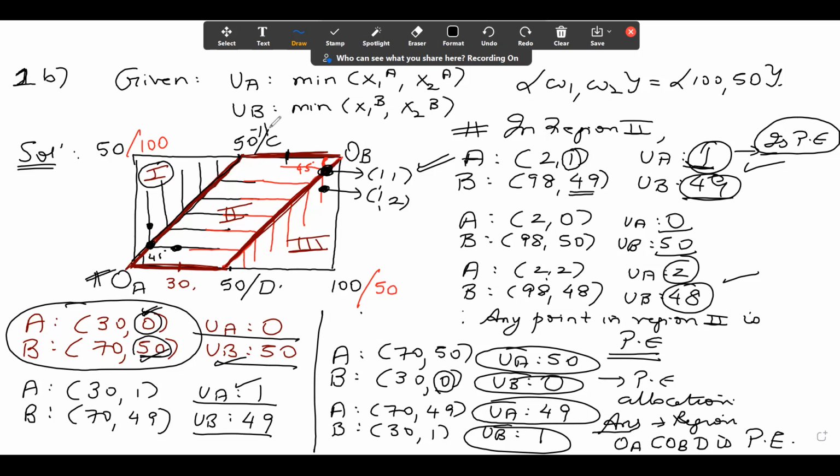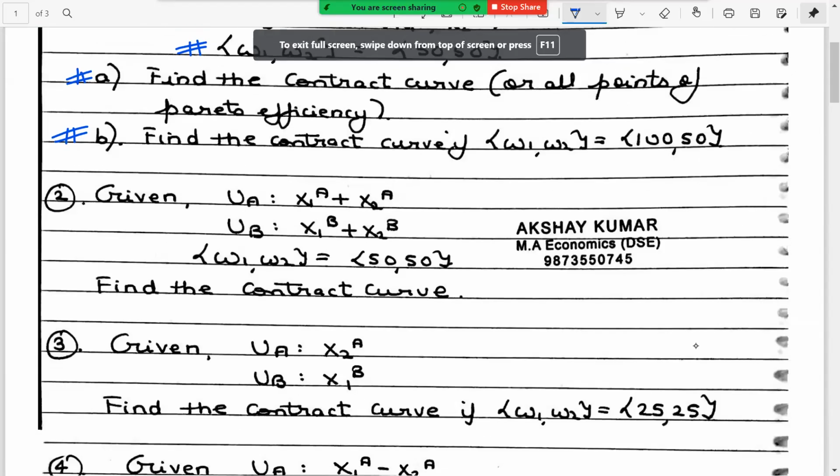OA, COBD. This parallelogram which is being formed is my Pareto efficient allocation. And even every point in the interior of it is also Pareto, including the corners. So hoping all students have understood question 1. Let us do one more question for the day, and after which we can stop.